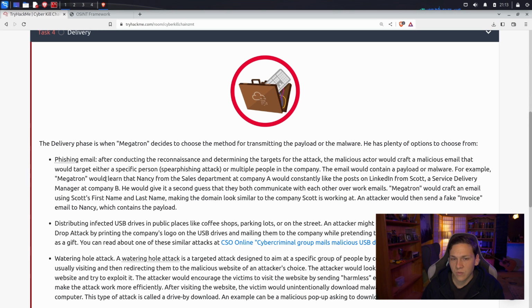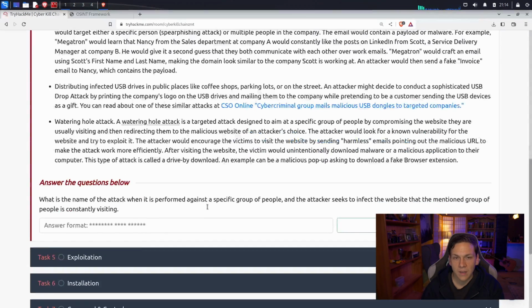For example, Megatron would learn that Nancy from the sales department at company A would constantly like the posts on LinkedIn from Scott, a service delivery manager at company B. He would make a second guess that they both communicate with each other over work emails. Megatron would craft an email using Scott's first name and last name, making the domain look similar to the company Scott is working at. An attacker would then send a fake invoice email to Nancy which contains the payload.